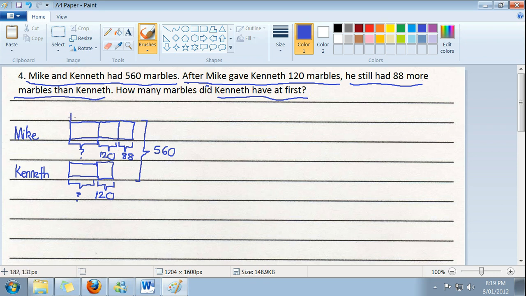Now from here to here, this is 1 unit. Okay? And from here to here also. I don't think I can fit it, so I'll write it here. This is another unit. Okay? For us to find out how much each of them had in the beginning, all we need to do is subtract. Let me circle this in a different color.